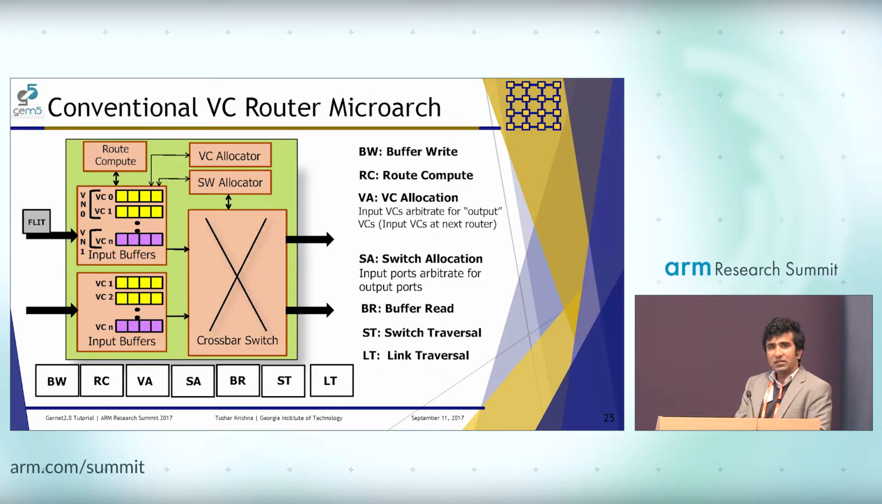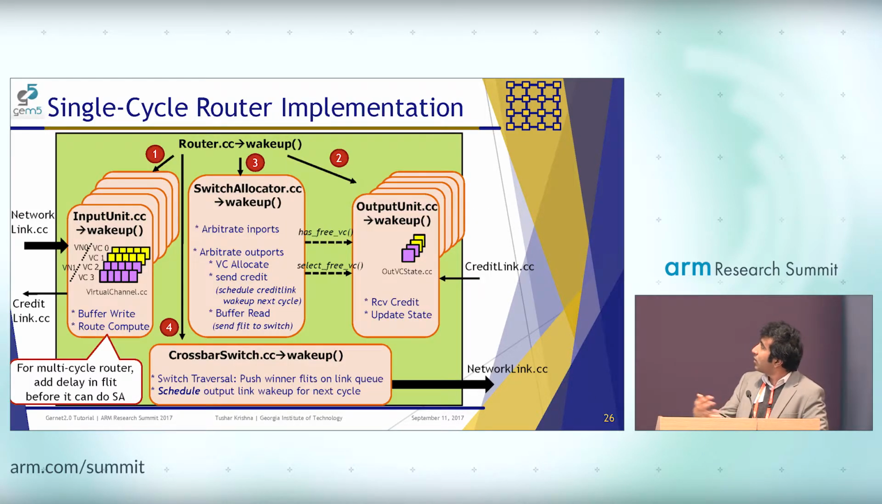And there's been a lot of research over the years to make all of these stages very, very narrow so that you can do this very, very quickly in a cycle. And that's what Garnet 2.0 implements. It actually lets you do all of this within a cycle while still maintaining that cycle accuracy. So this is what the code looks like. All of these are actual files like router.cc, input, switch, allocator, output, and crossbar. So a preview of how the code works is you have the event queue of gem5 that will wake up a router if there is some active packet that it has to process.